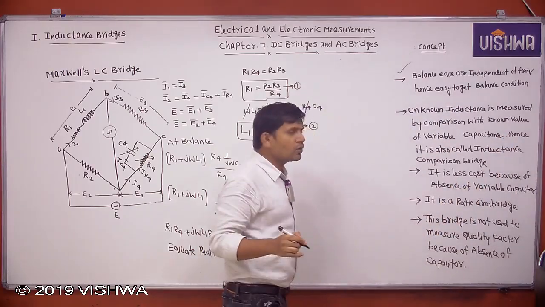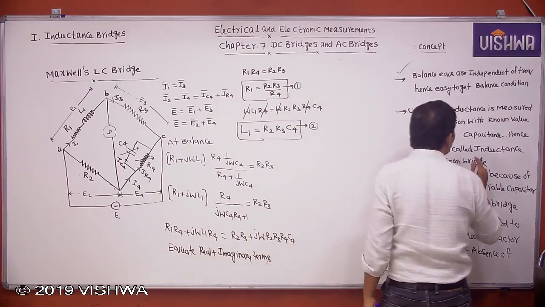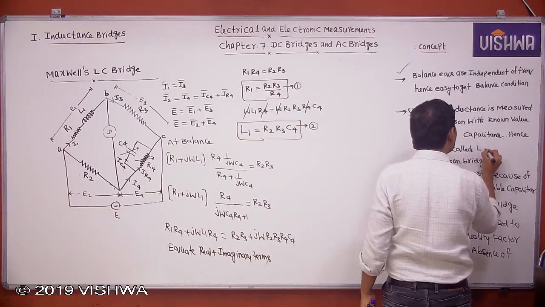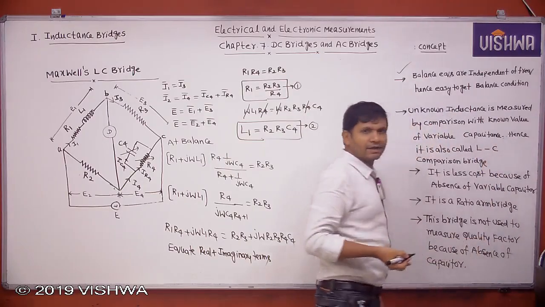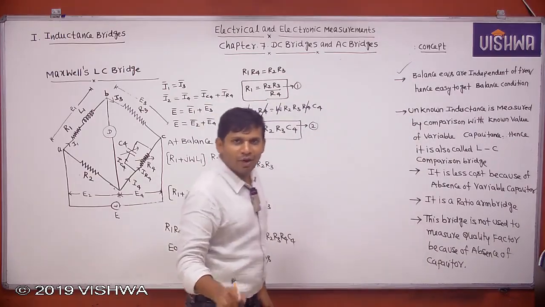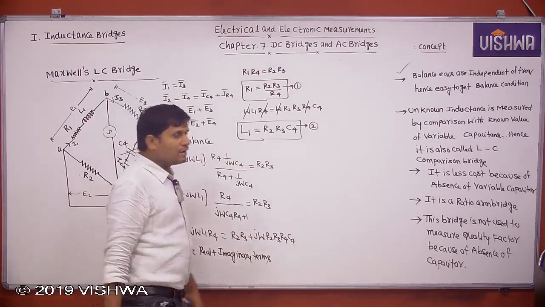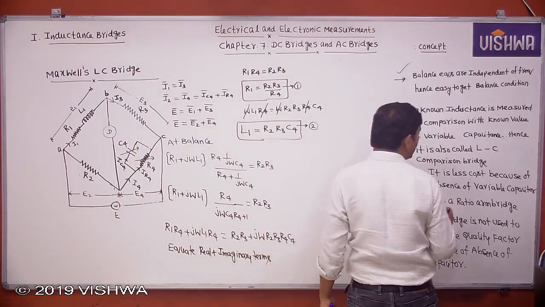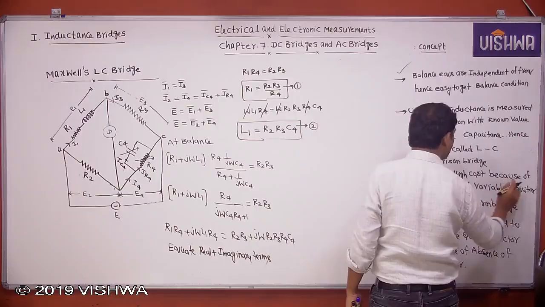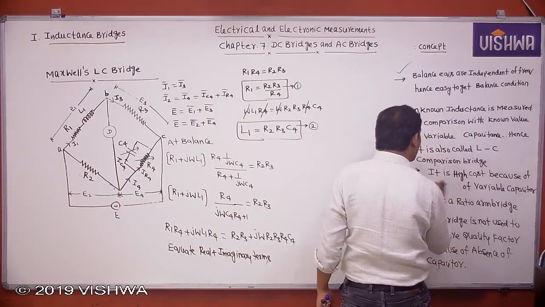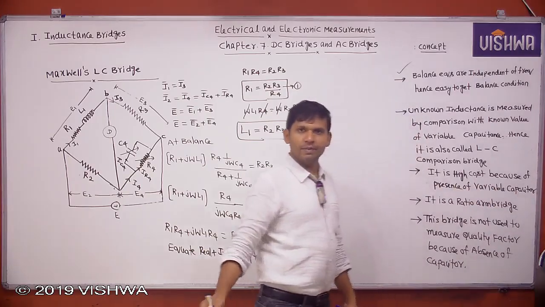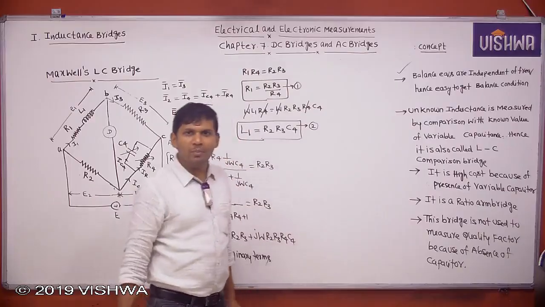Hence it is also called LC bridge, the inductance capacitance comparison bridge. It is high cost. Why? It consists of variable capacitor. It is a costly bridge because of the presence of variable capacitor. Yes, it is a ratio arm bridge or product arm bridge.